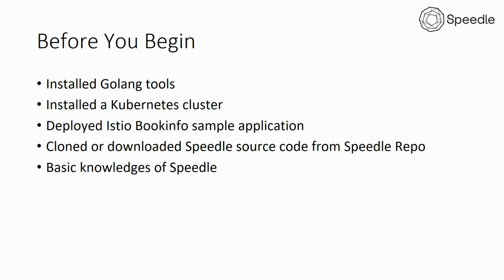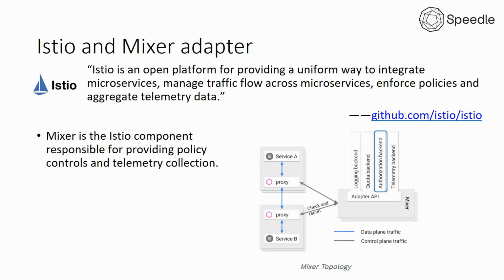Before you begin, you should already have installed Golang language tools, installed a Kubernetes cluster as well as the Istio environment, deployed the Istio BookInfo sample application, and cloned or downloaded the Speedle source code from the Speedle repository. And you should also have some basic knowledge of Speedle.